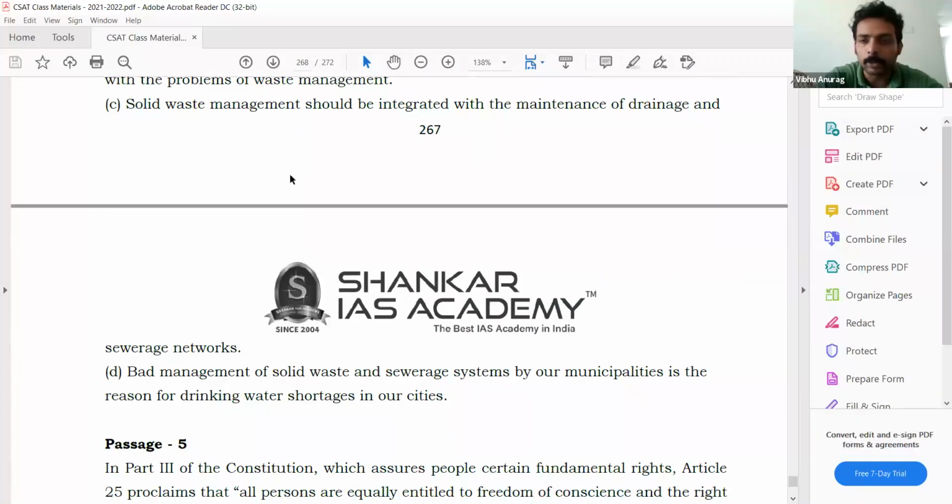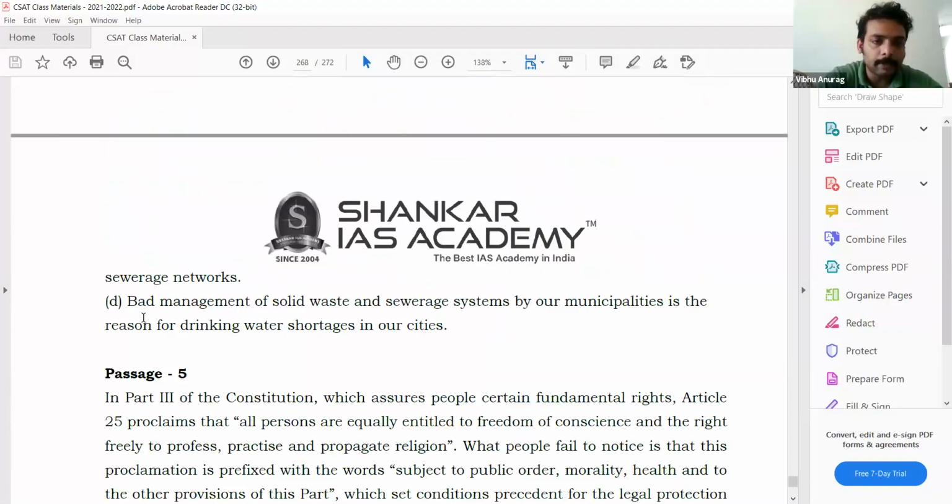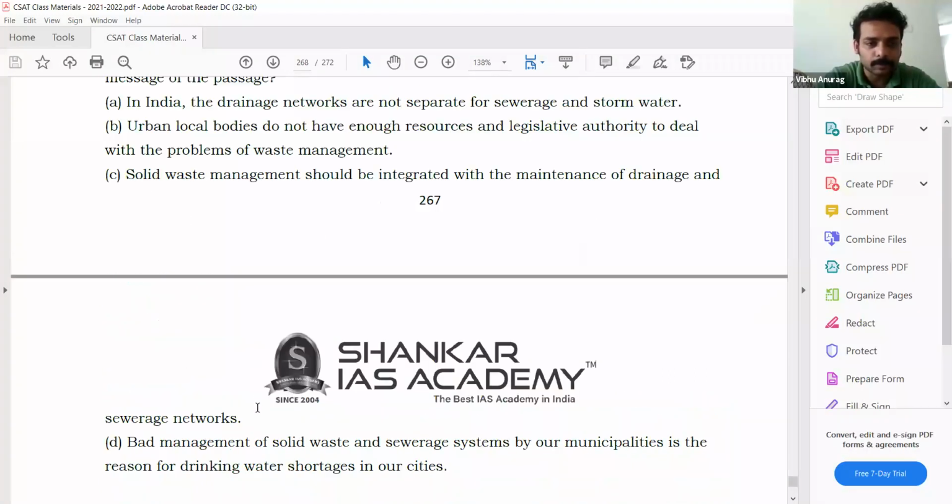Option C, solid waste management should be integrated with the maintenance of drainage and sewerage networks. Yes, he's saying that both need to be improved. So C is correct. And D, bad management of solid waste and sewerage systems by our municipalities is the reason for drinking water shortages in our cities. He's not really blaming the municipalities, and he's not talking about drinking water shortages. So D is wrong. The correct answer is C. Did you get C? Got C for this one?